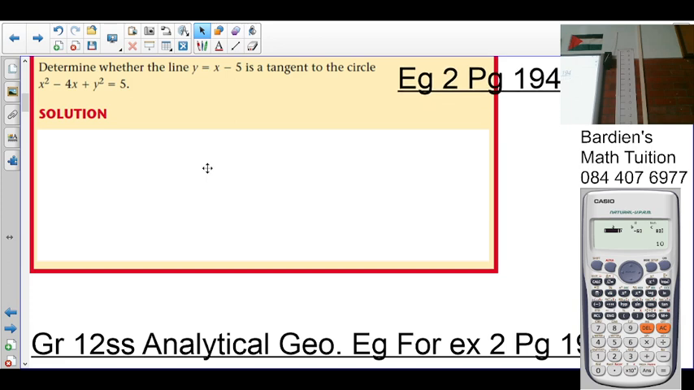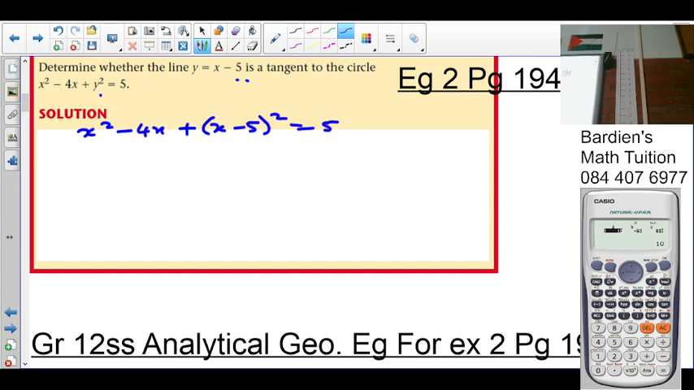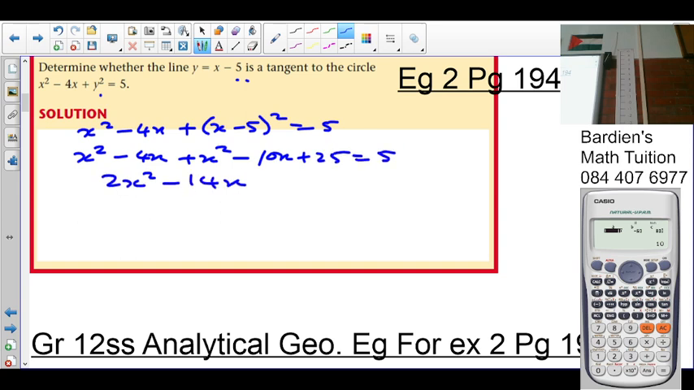So let's do the calculation quickly. Wherever we see a y, in equation 1 and equation 2, we replace it with x minus 5. So there we go, it's x squared minus 4x, we're doing simultaneous equations, plus x minus 5 squared is equal to 5. Which gives us x squared minus 4x plus x squared minus 10x plus 25 is equal to 5. Which now gives me 2x squared minus 14x. Bring that over, becomes positive 20 is equal to 0. Divided by 2, it gives me x squared.